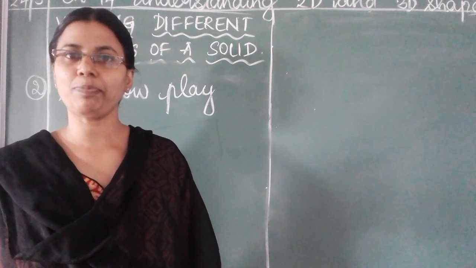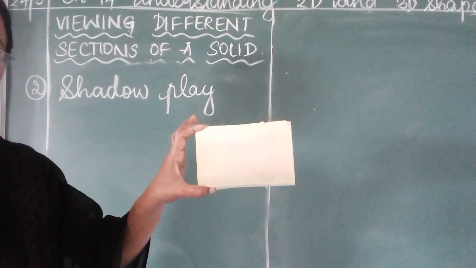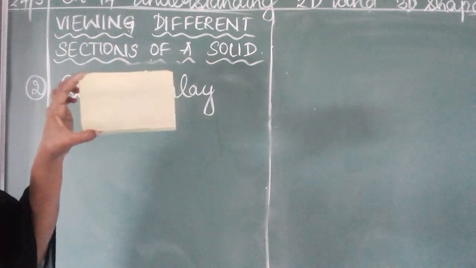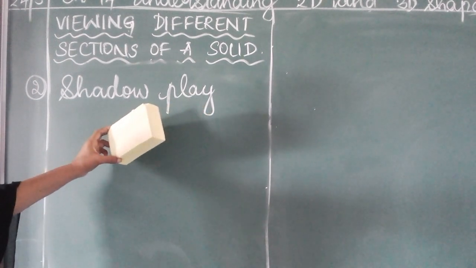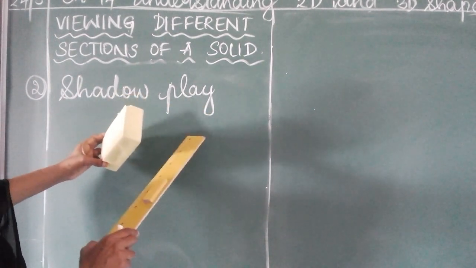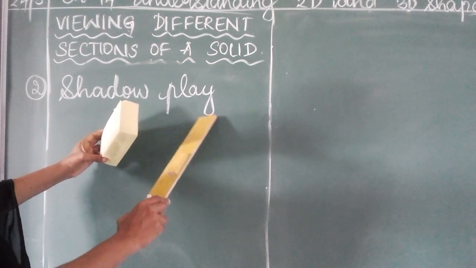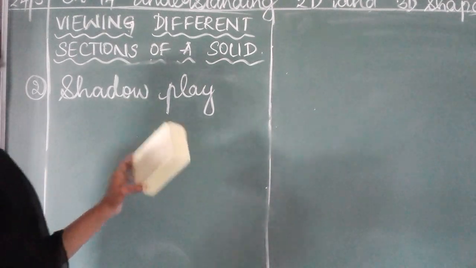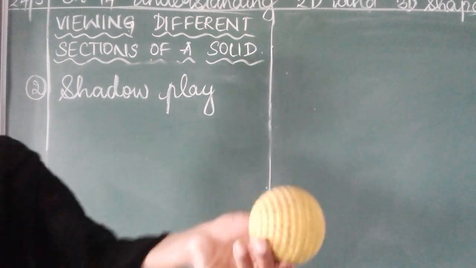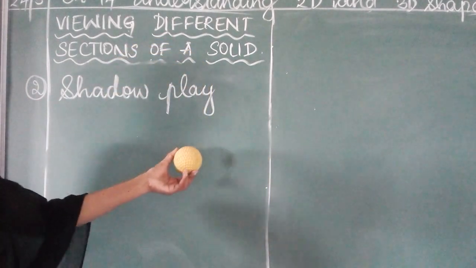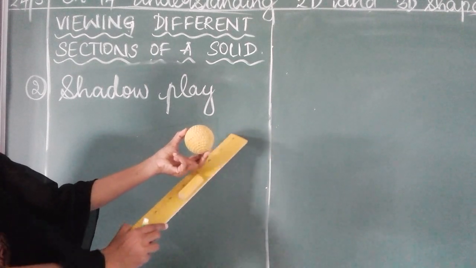So here children, shadow play method is what we are going to learn. Now you can see that the duster is in rectangular shape, or it's a cuboid. The cuboid shape, when you keep, are you able to see the shadow here, children? This is shadow formed here and it's in rectangular shape. Two-dimensional shadow is appearing when you see it. Now you can see that there is a ball. Now here when I keep, here there is a circle formed. Are you able to see?